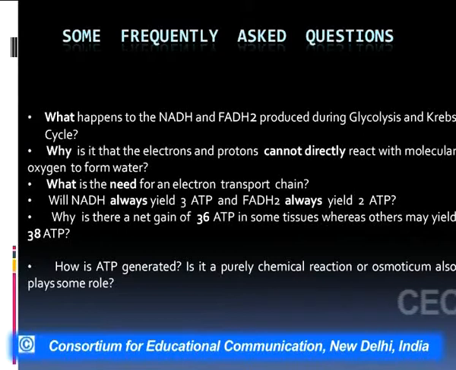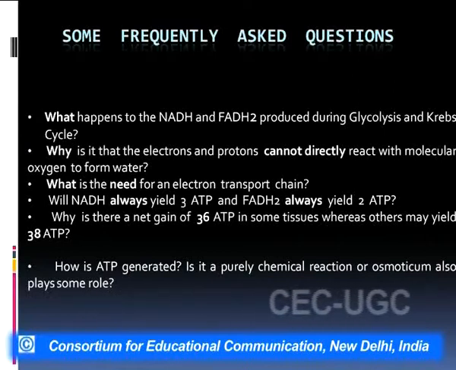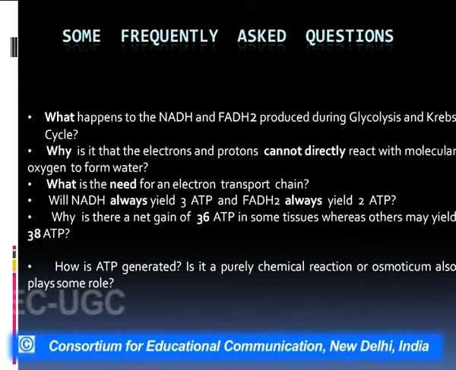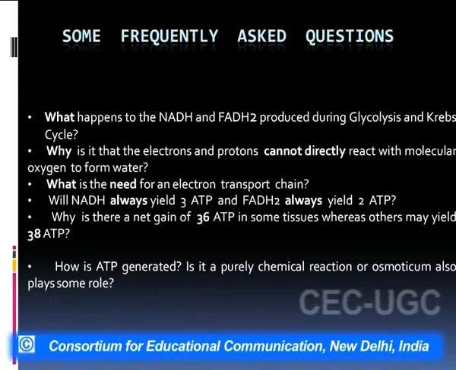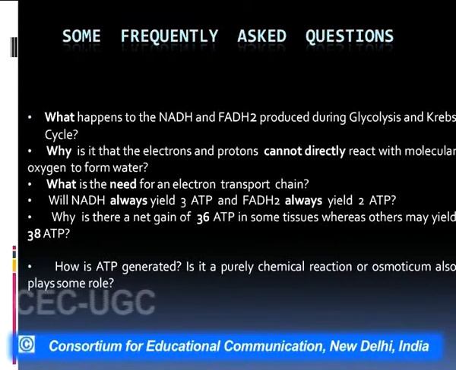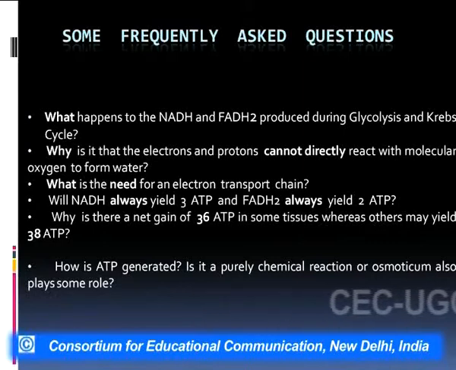Then we are always torn between the age-old question of 36 and 38 ATP. We have to make a threadbare analysis of what this means. Is it always that the net gain of ATP in organisms by the oxidation of one molecule of glucose is 36? We know that in many cases it is even 38. So, what are the conditions which prompt different levels of productivity in the process of ATP generation itself?